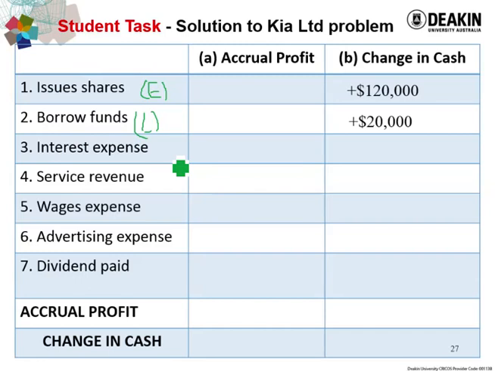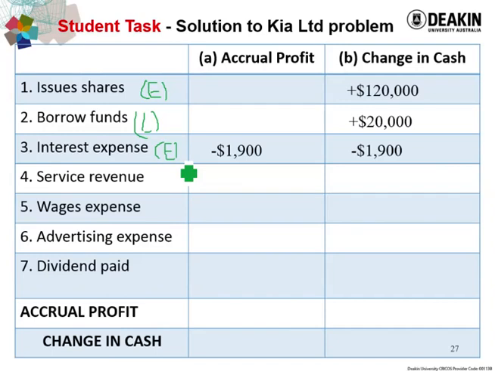Third, when you pay interest expense of $1,900, as you know, interest expense is a form of expense, and of course it will affect your accrual profit. In this case, your accrual profit is reduced by $1,900. And when you pay interest, there is a cash outflow. When there is a cash outflow, you have to put minus $1,900 under the cash column.